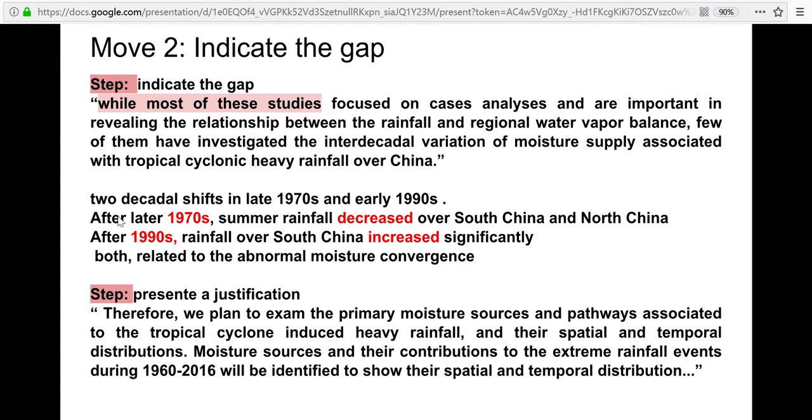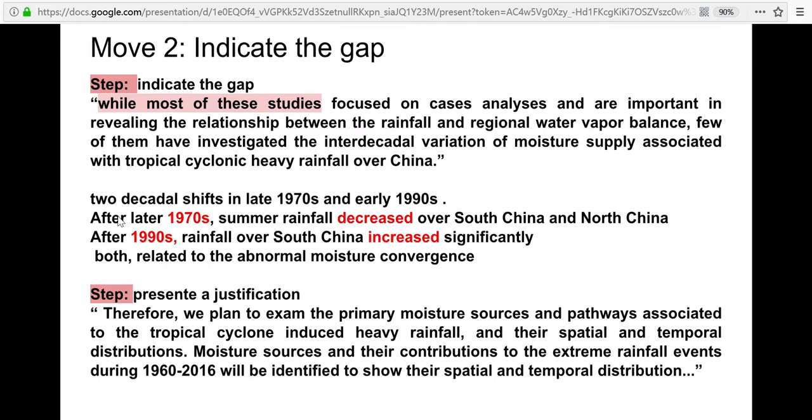And then let's see Move 2, indicating the gap. While most of these studies focused on case analysis and are important in revealing the relationship between the rainfall and so on. In the first part of this sentence, I summarize the previous studies, and then I indicate that few of them have investigated the interdecadal variation of moisture supply associated with tropical cyclonic heavy rainfall over China. In the second part of this sentence, I indicate the gap: less studies have investigated the interdecadal variation.